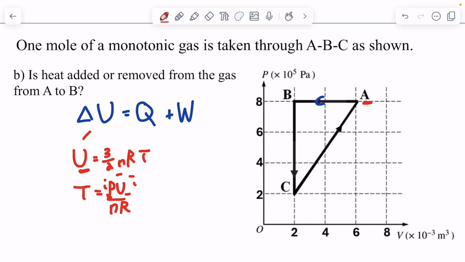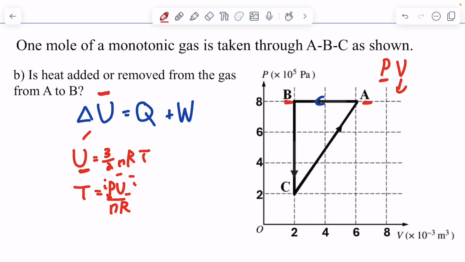So going from state A to state B, the pressure remains the same, but as I go from A to B, the volume goes down. So since pressure times volume, that product, is going down, that means the temperature goes down from A to B, which means the internal energy decreases.